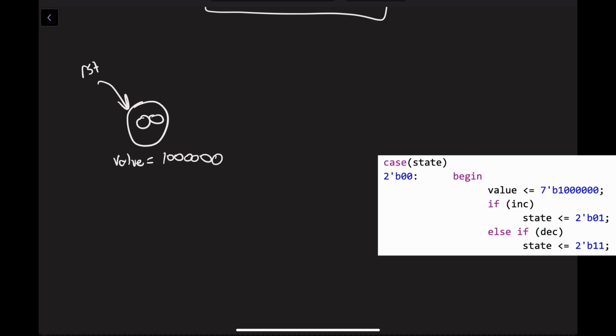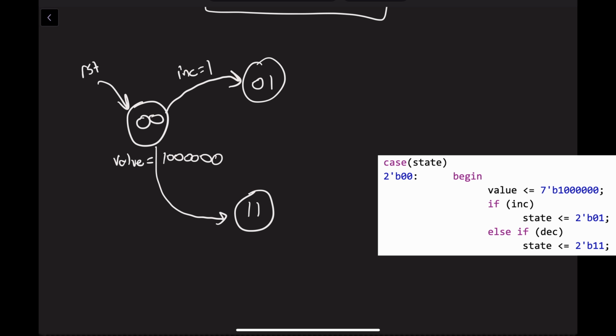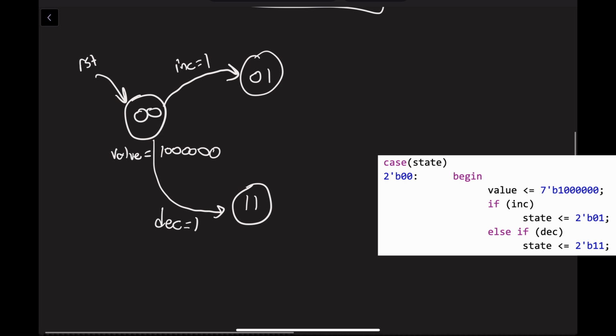State 0, 1. I'm just going to write it over here. My condition to go to state 0, 1 is if increment is equal to 1. There's yet another state. If decrement is equal to 1, it looks like I need to move to another state. Okay.